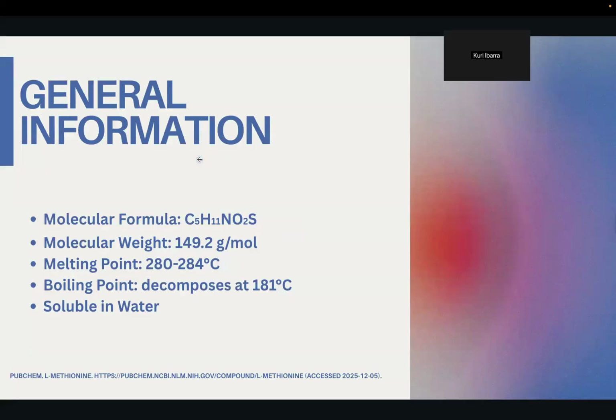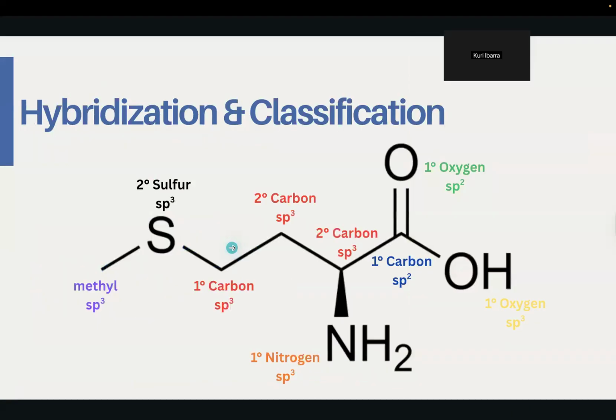Some general information about methionine is that it's one of the amino acids used to build proteins, making it an essential amino acid. Its molecular formula is C5H11NO2S, and its molecular weight is 149.2 grams per mole. This molecule melts at 280 to 284 degrees Celsius. However, it does not really have a boiling point as it starts decomposing at 181 degrees Celsius. Additionally, it is highly soluble in water and has low solubility with most organic solvents.